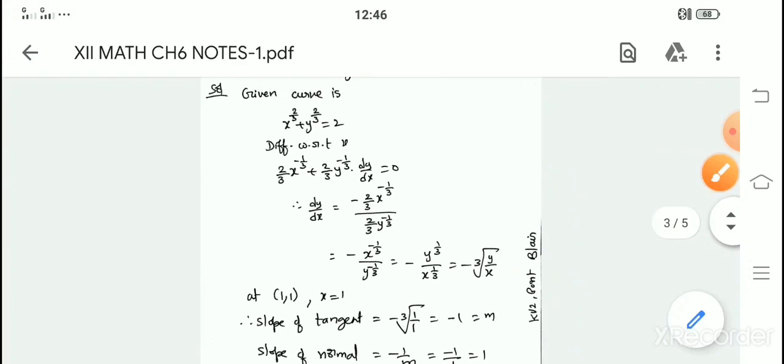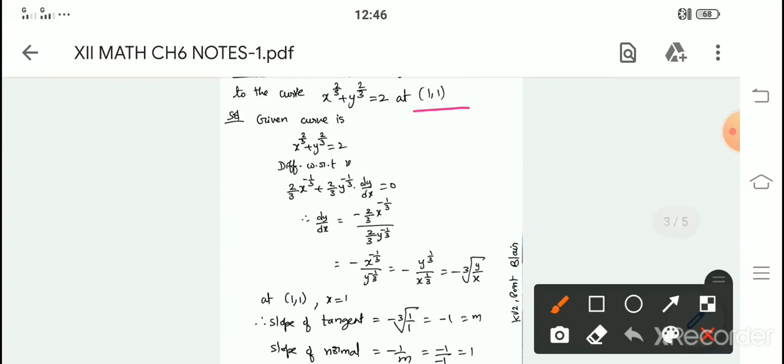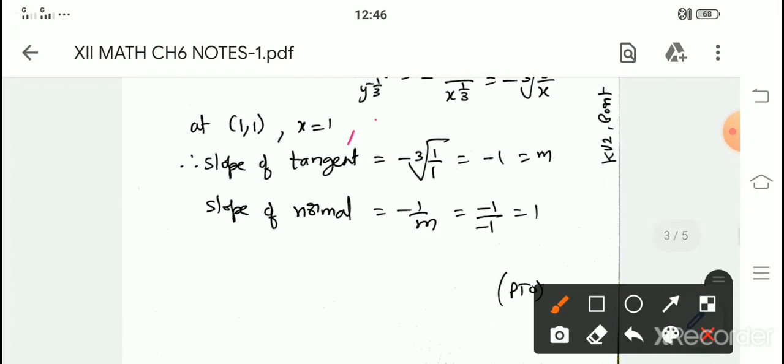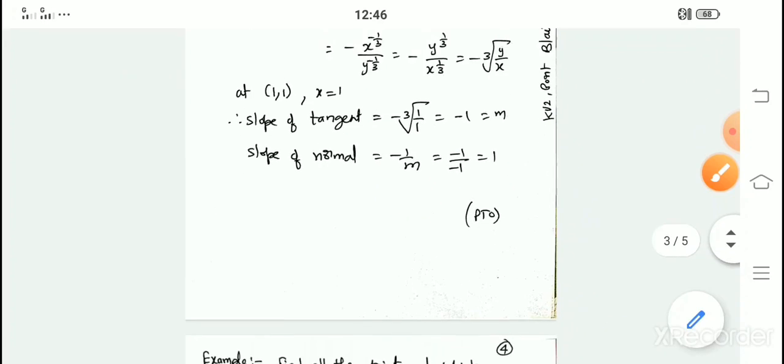But they are asking us to find the slope of the tangent at the point 1 comma 1. So substitute x is equal to 1, y is equal to 1. So it is minus cube root of 1 by 1. The minus 1 is the slope of the tangent. Minus 1 by m is the slope of the normal, which is 1.